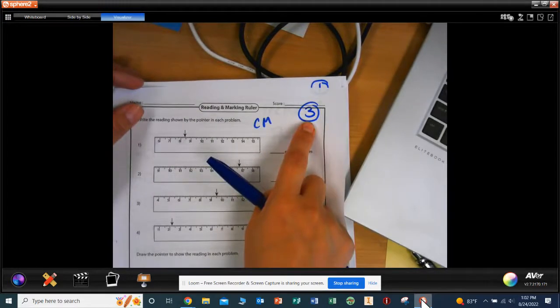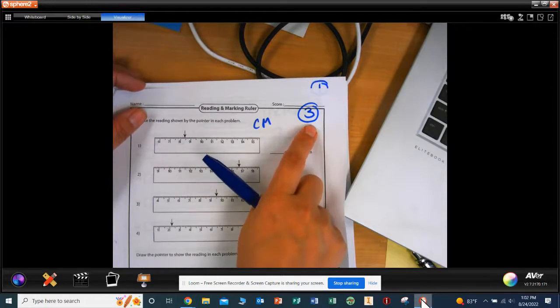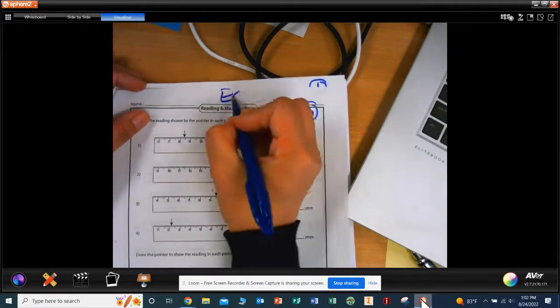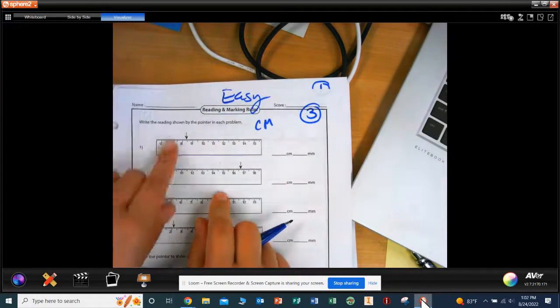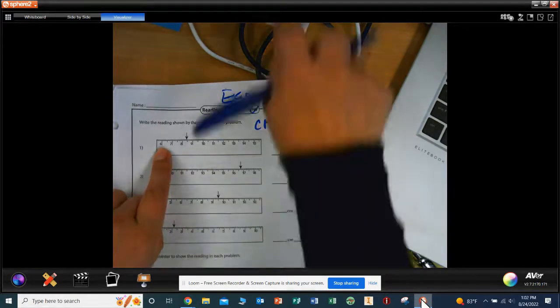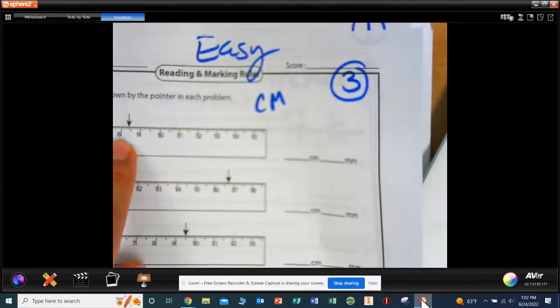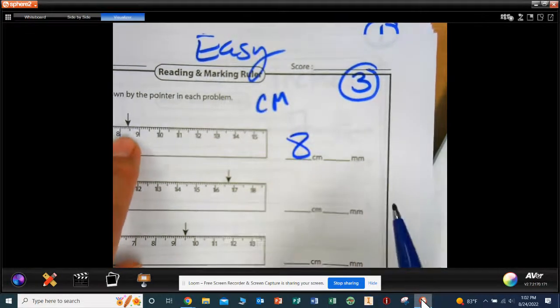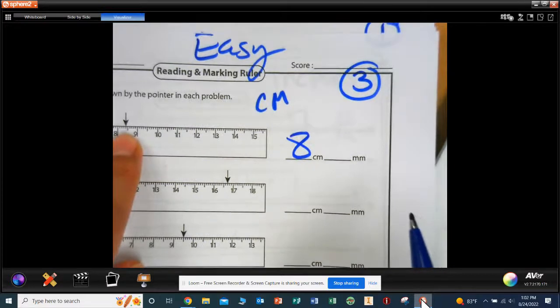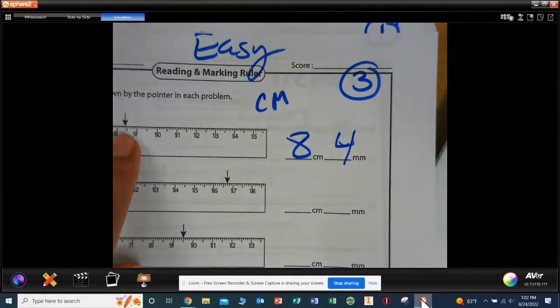Page 3, this is centimeters. So this is the easier one. This is the easy worksheet. This is super easy. I know. So how many centimeters? That would be the big number. So what big number is it after? It's after the number 8. So I'm going to put in 8. How many little lines after the 8? 4. And I'm done. So page 3 is the easiest one to do.